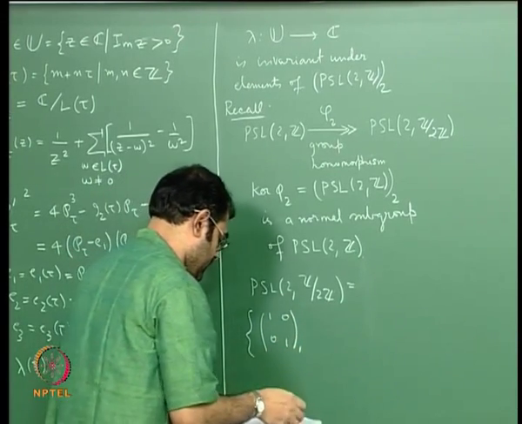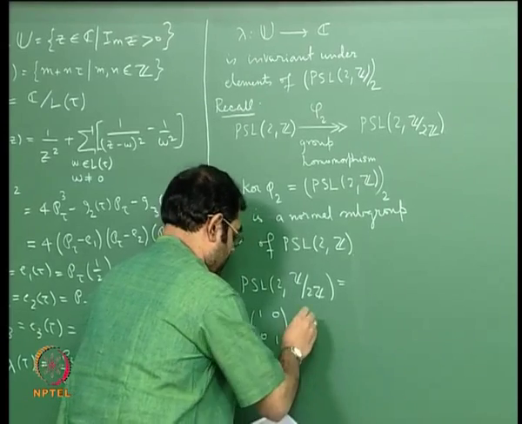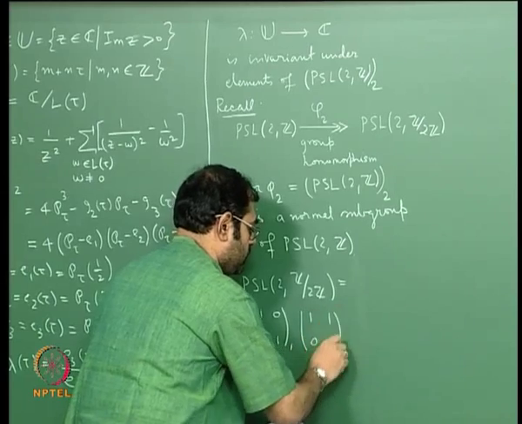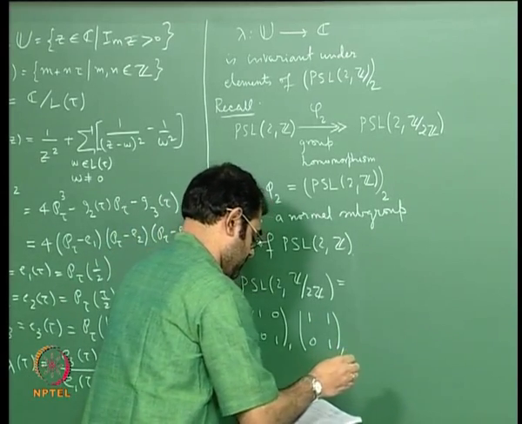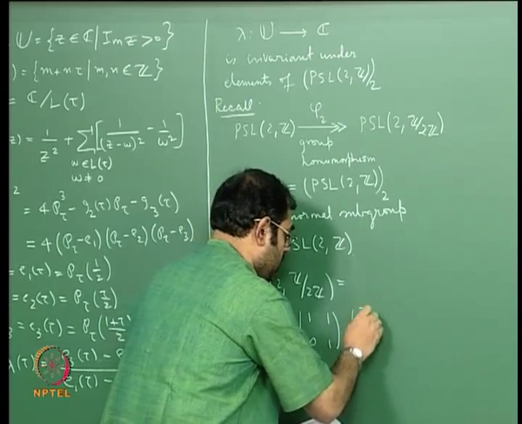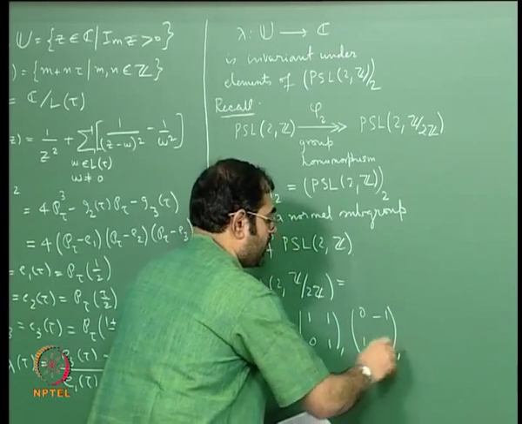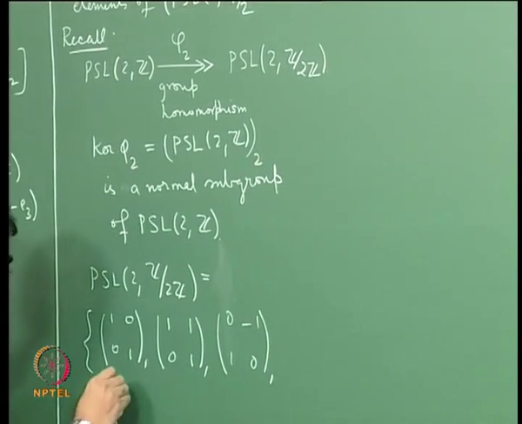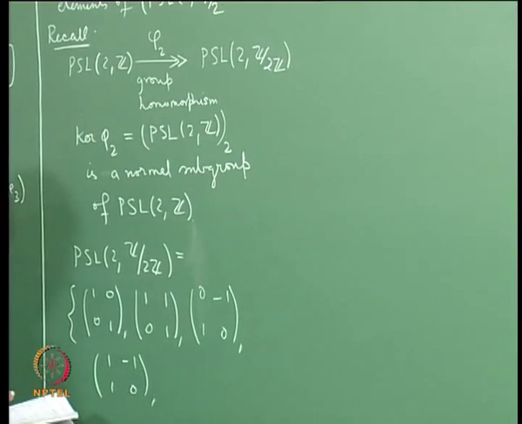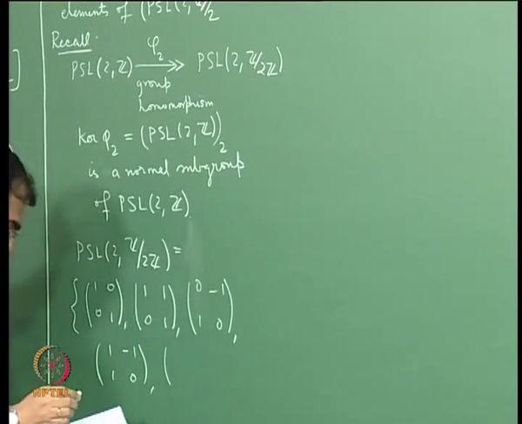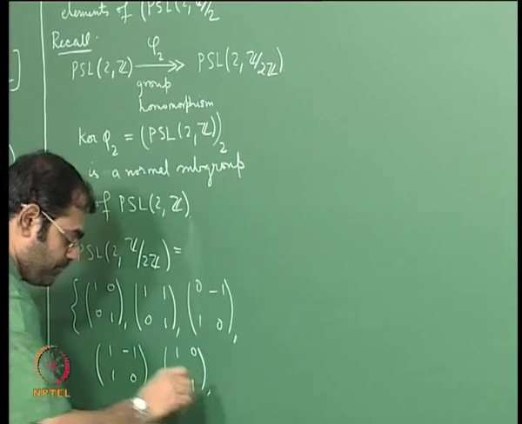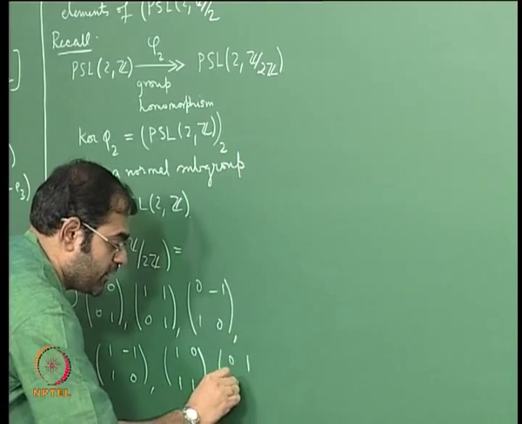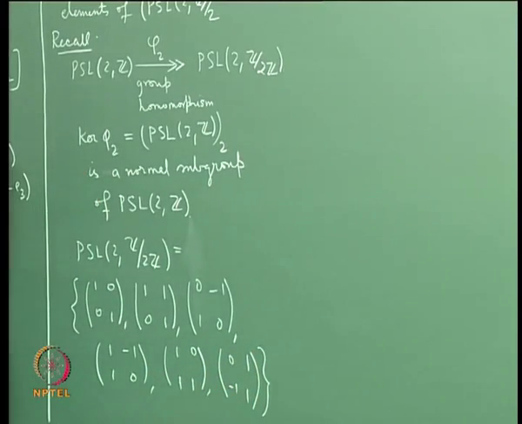then you have the matrix 1 1 0 1, then you have the matrix 0 minus 1 1 0, okay. Then you will have 1 minus 1 1 0, you will have 1 0 1 1, and the last one is 0 1 minus 1 1. You will get these matrices, okay.